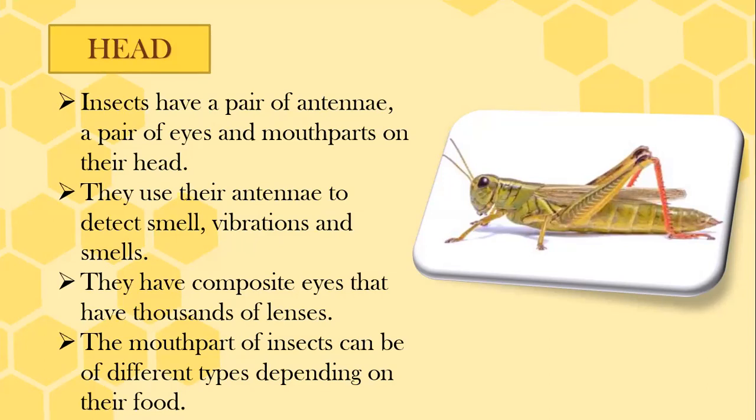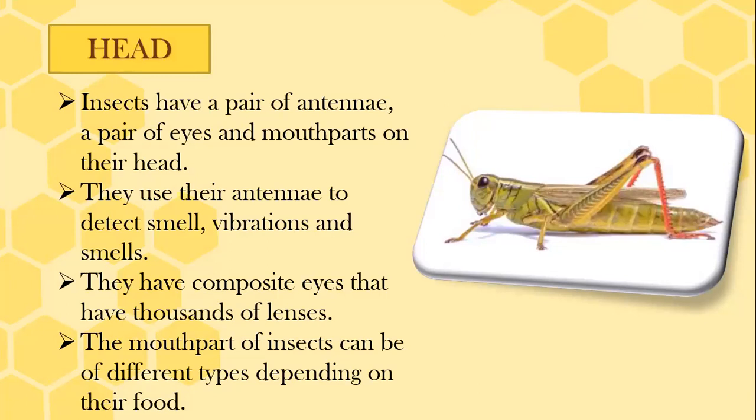Okay. They have composite eyes. Now what do you mean by composite eyes? You and me, we have eyes, normal eyes, okay? We have two eyes and we have one lens in each eye. One lens. That is lens, okay?